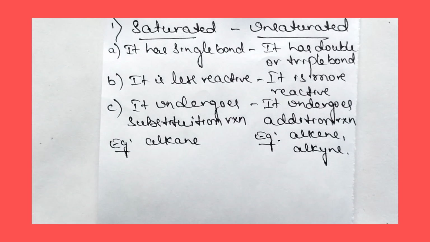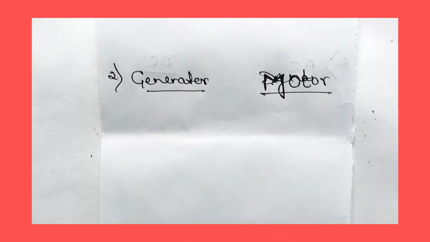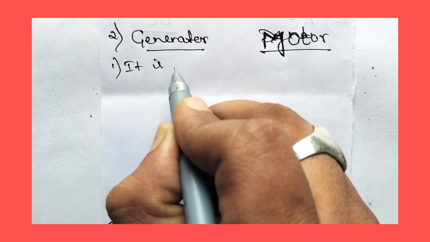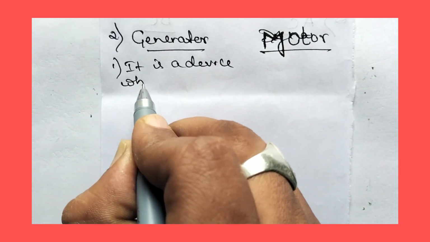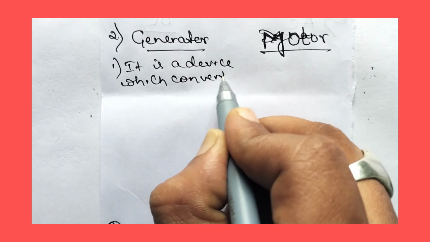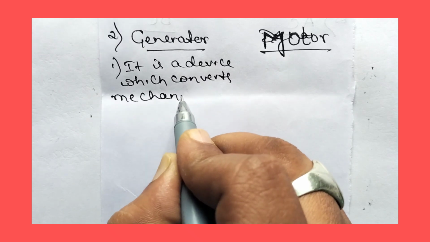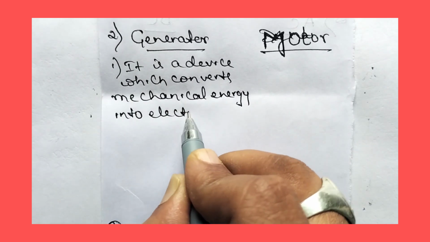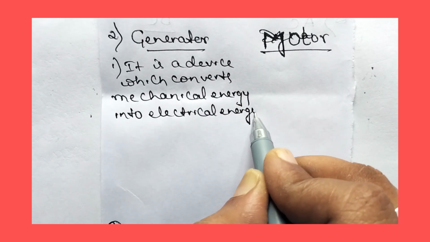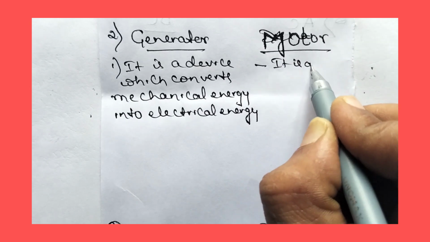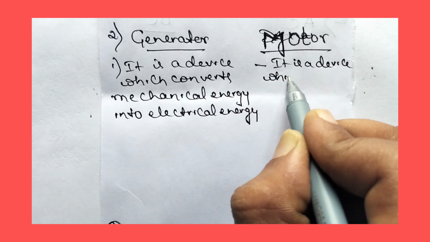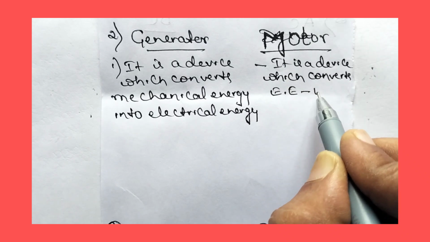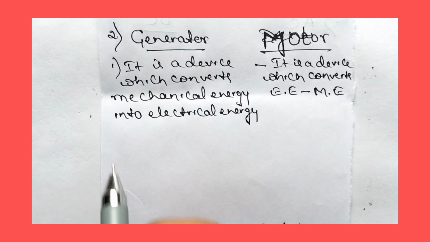So these are the differences between saturated and unsaturated. Now let us move to the second question. What are the differences between generator and motor? Generator is a device which converts mechanical energy into electrical energy. Then motor is a device which converts electrical energy into mechanical energy. This is the first difference.